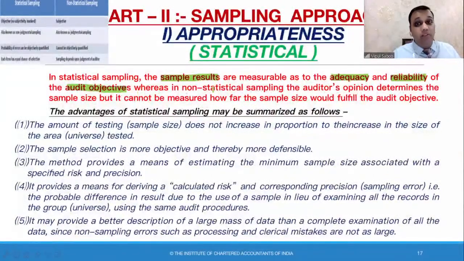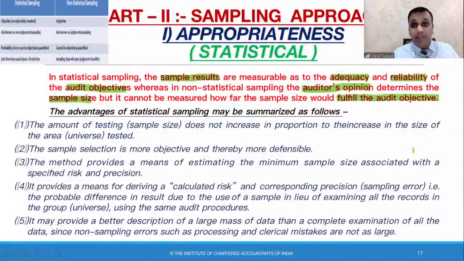Whereas in non-statistical sampling, the auditor's opinion is the most important. It determines the sample size. And we are not sure whether the auditor's opinion is good for us and will fulfill our audit objective. The sample might not give the results as desired because auditor's judgment varies from person to person, auditor to auditor.